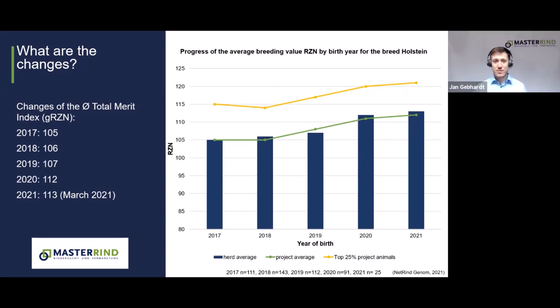Okay, so let's come to the RZ N. That's our total merit index for longevity. You can see here on the Backhaus family farm in the project that there's a really slower improvement on the longevity, because that's a total merit index influenced by many other merits, for example somatic cell score, reproduction and production as well.